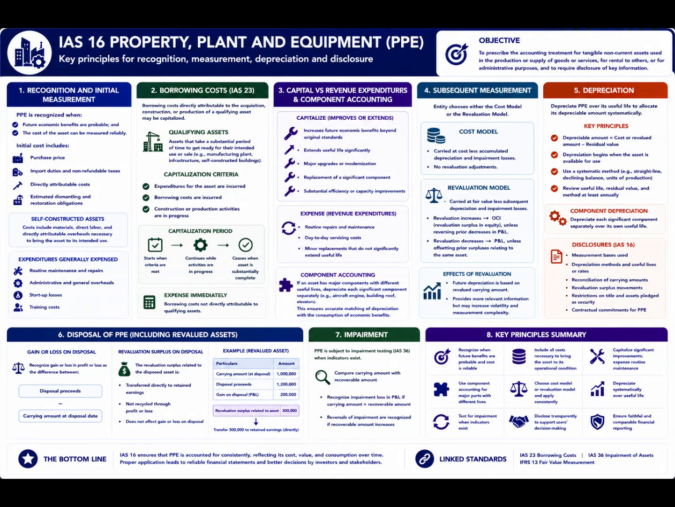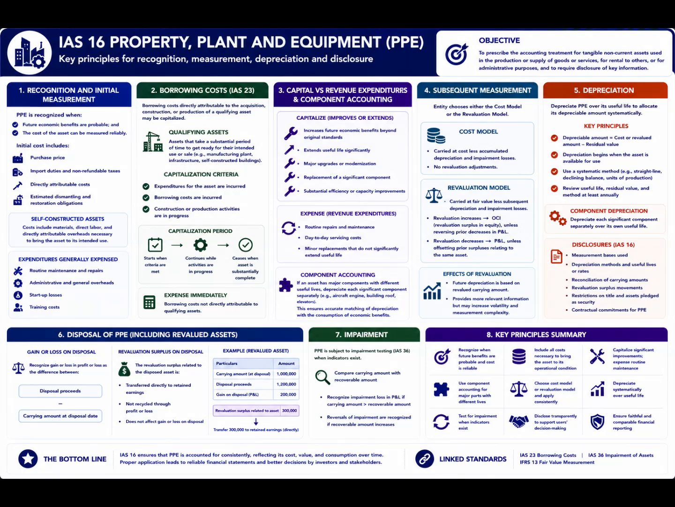Examples include manufacturing plants, infrastructure projects, and self-constructed buildings. Capitalization begins when expenditures are incurred, borrowing costs are incurred, and construction activities are underway. Capitalization ceases when the asset is substantially complete. Borrowing costs unrelated to qualifying assets are expensed immediately. This treatment ensures that the cost of PPE reflects all directly attributable expenditures necessary to bring the asset into operational condition while avoiding inappropriate inflation of asset values.